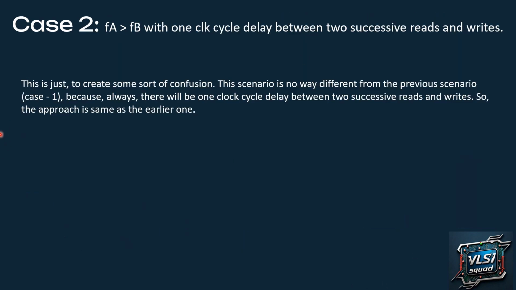Now case 2. They are saying that there is one clock delay between two successive reads and writes. So one read operation that we saw earlier will now happen in two cycles, and one write cycle that happened earlier will take place in two cycles. That means in both reading and writing you have put an equal delay. So their speeds will be scaled by the same quantity, and the calculations will be the same. This is just to create a sort of confusion for you. So this is the same as the previous case 1. If we calculate the same as the earlier case, we'll get the same FIFO depth for this case also.